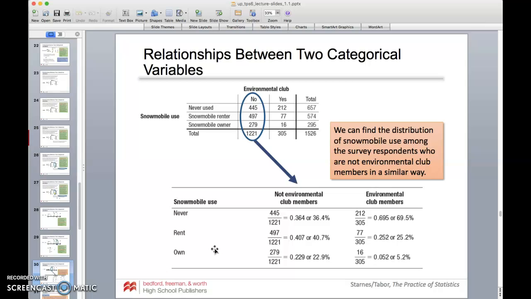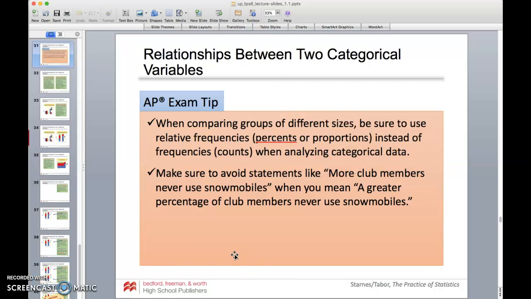All right, now we can find the distribution of snowmobile use among the survey respondents who are not environmental club members in a similar way. Again, for the ones that are not in the environmental club, there are 1,221, so here are the numbers of each. Just make those percentages: take 445 divided by the 1,221, the 497 divided by the 1,221, and so on. Then we have a nice little distribution that shows the percentages.